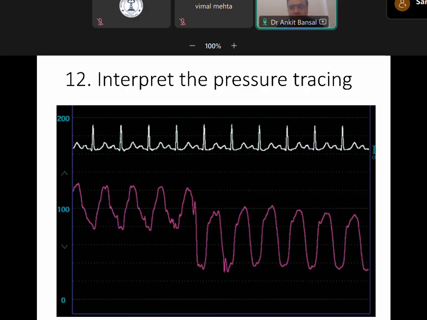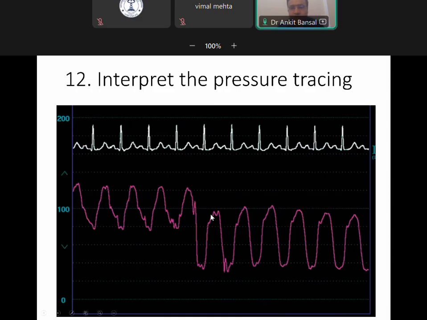Somebody is saying that the catheter is in the LV. The catheter crosses the aorta and enters the LV, somebody is saying. So here you can clearly see the aortic pressure tracing. You can clearly see the dicrotic notch, the systolic pressure is good, the diastolic pressure is good. Suddenly the pressure waveform changes.